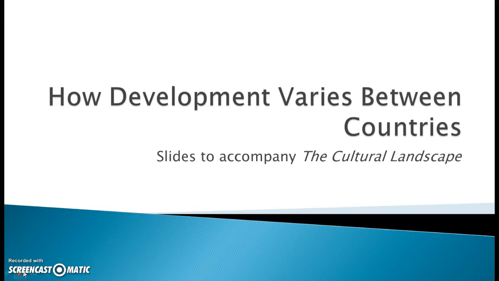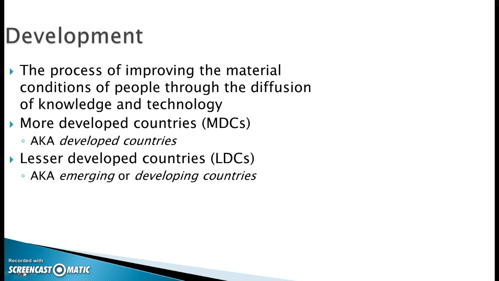Okay, so today's lecture topic is how development varies between countries, and these slides were designed to accompany the textbook, The Cultural Landscape. And so the first thing we need to talk about is we need to go ahead and define that term development a little bit more, and this is actually a really great definition that I happen to like. And the definition is the process of improving the material conditions of people through the diffusion of knowledge and technology.